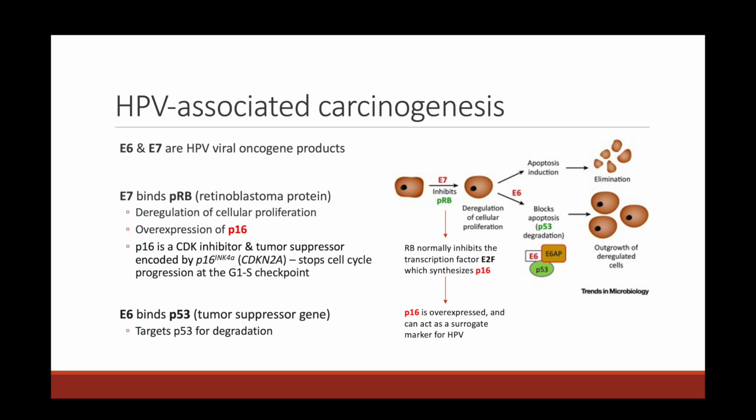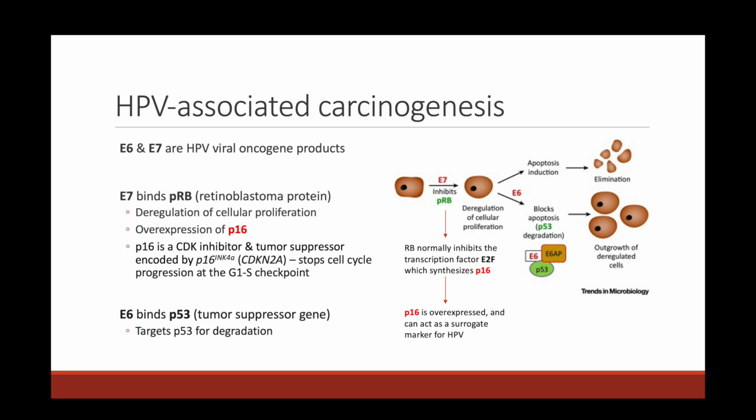So what happens is the retinoblastoma protein normally inhibits the transcription factor E2F, which synthesizes P16. But when E7 binds PRB, that inhibits its action, and so the brake on E2F is sort of lifted, and that transcription factor then causes increased synthesis of P16. So P16 ends up getting overexpressed, and it can actually act as a surrogate marker for HPV.